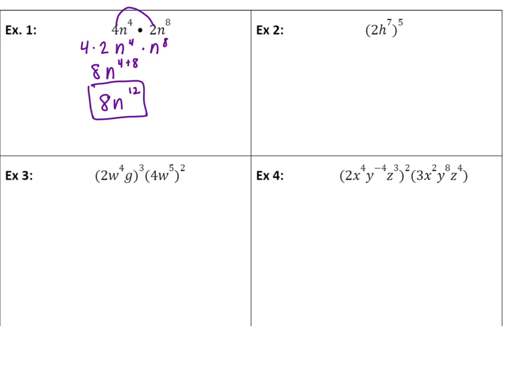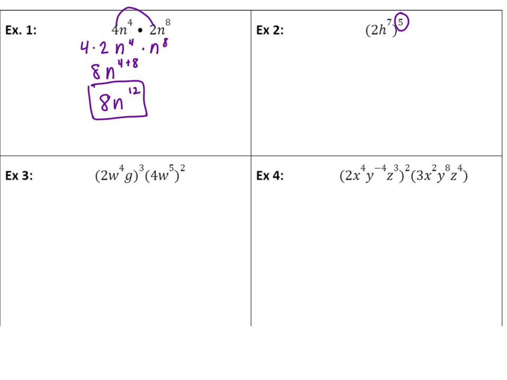Let's try another one from example 2. Okay, this has a power to a power because there is a power or an exponent outside of the parentheses saying to raise everything inside the parentheses to the 5th power. So that means I have to raise literally every single thing inside the parentheses to that power, which includes the 2 and then the h to the 7th.